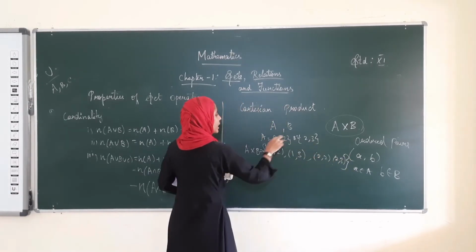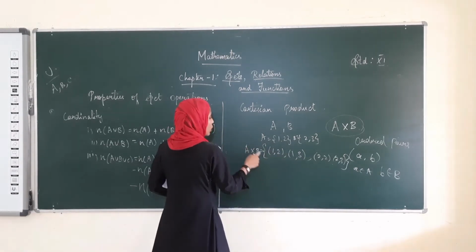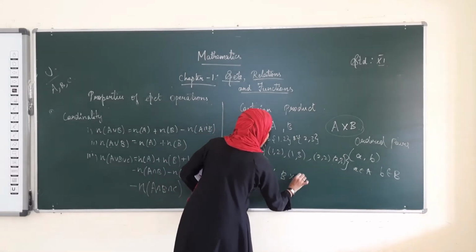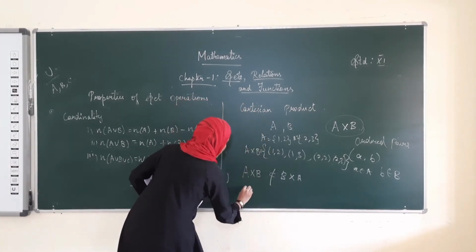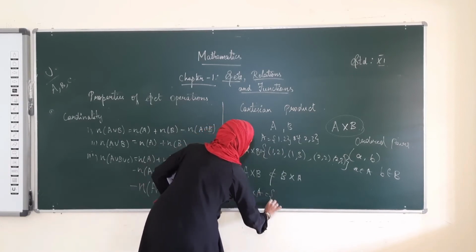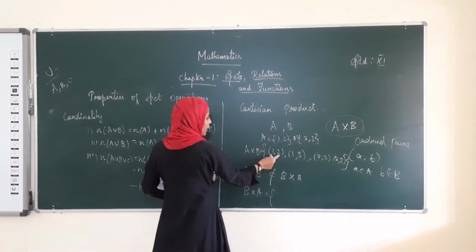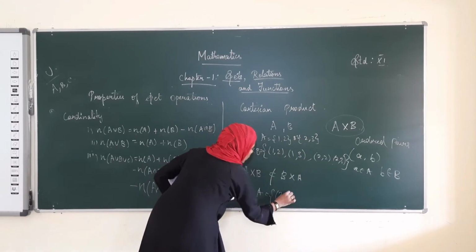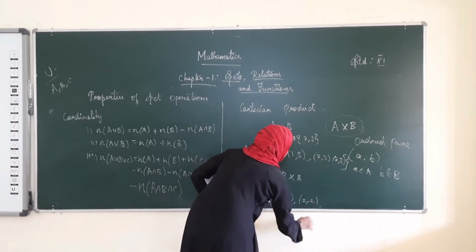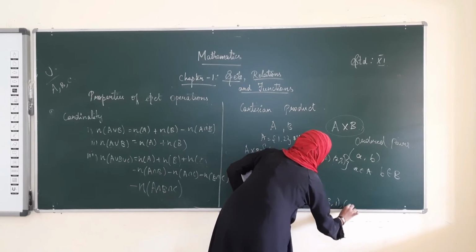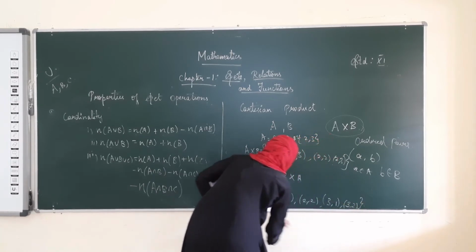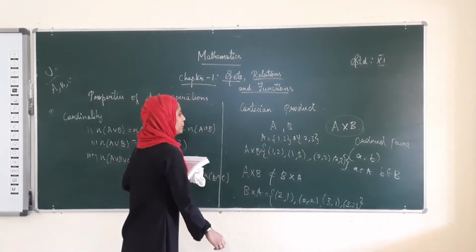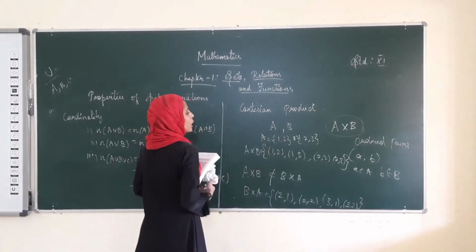We cannot say it is (3, 1) because we have A cross B. A cross B will not be equal to B cross A. When we take B cross A, what happens? The elements will differ because the first term in the ordered pair should be from B, that is 2 or 3: (2, 1), (2, 2), (3, 1) and (3, 2). This is B cross A. Therefore, B cross A is not equal to A cross B. Okay, this is how we have to write the Cartesian product.